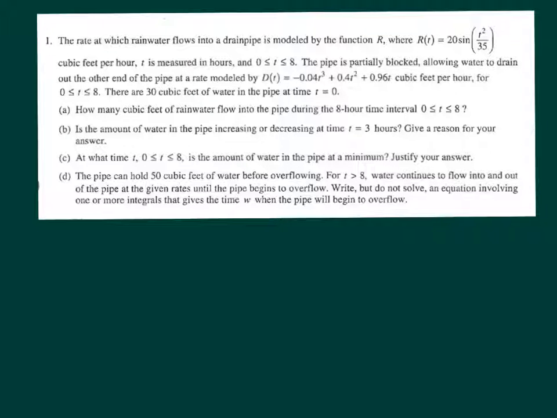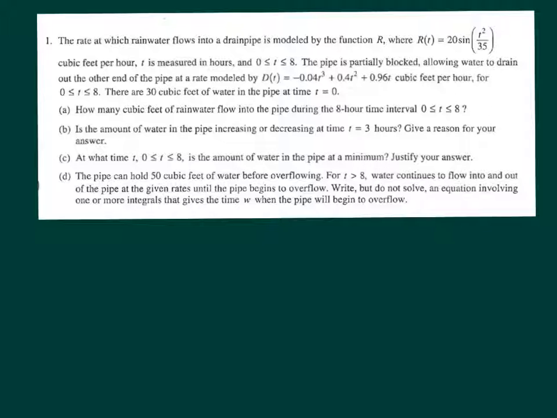Problem number one, again, this is a calculator question. The rate at which rainwater flows into a drain pipe is modeled by this function, R of t. And remember, R of t is a rate, and it's in cubic feet per hour. T is measured in hours, where t is going from 0 to 8. The pipe is partially blocked, allowing water to drain out of the other end of the pipe at a rate. Again, D of t is a rate, which is that function right there for 0 to 8. There are 30 cubic feet of water in the pipe at time t equals 0.